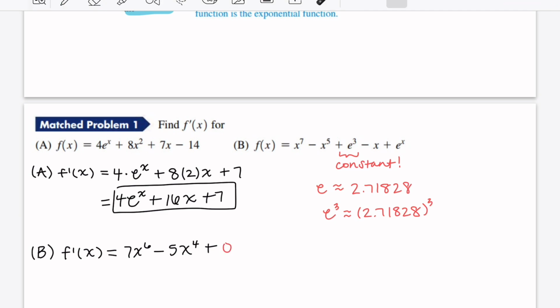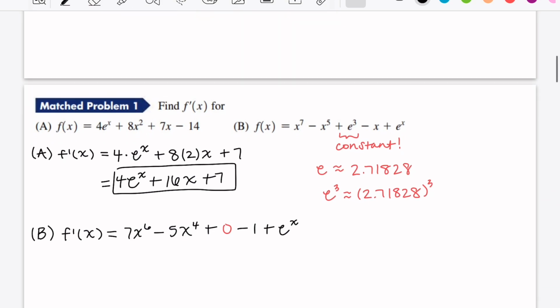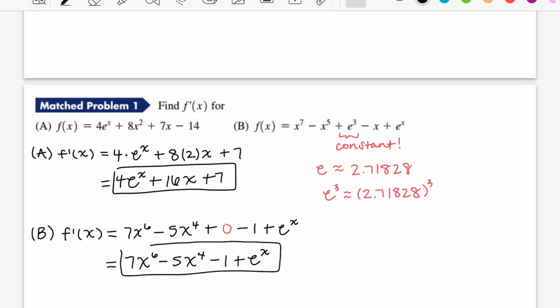All right, then we have minus the derivative of x, that's just going to be 1. And then the derivative of e to the x, which we know is just e to the x. So then we get 7x to the 6th power minus 5x to the 4th minus 1 plus e to the x. And so this is our derivative for f of x in part b.